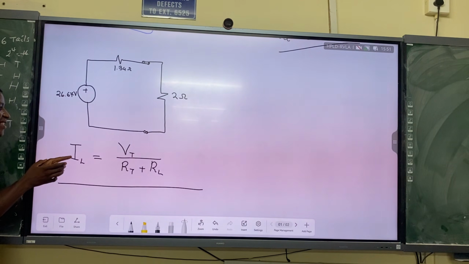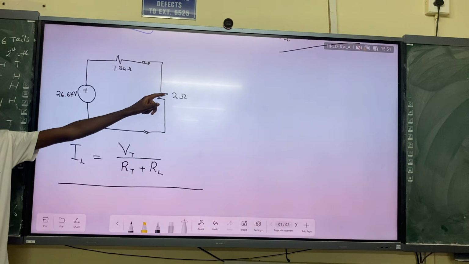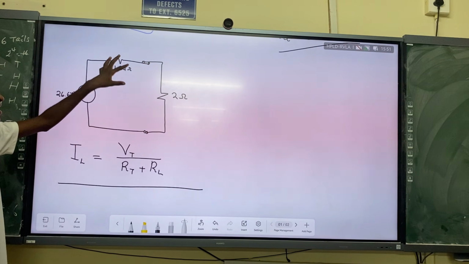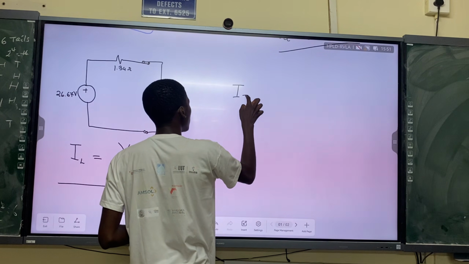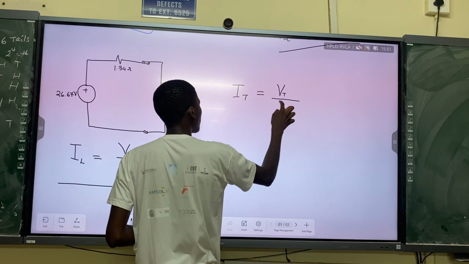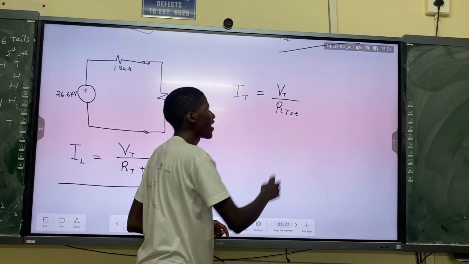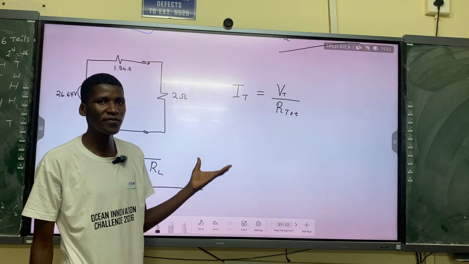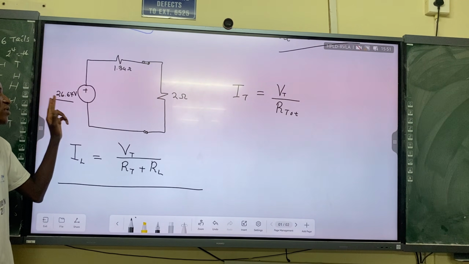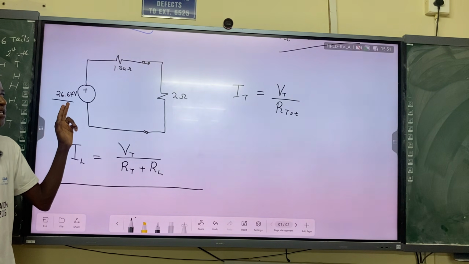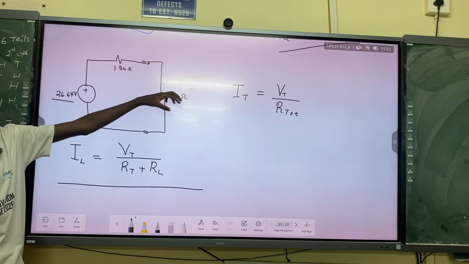How do you calculate that total current? Here I just called it the load current because you only get the 2 ohms. Remember guys, the total current will be equal to total voltage over total resistance. That's Ohm's law. So the total voltage is the Thevenin's voltage, which is 26.67. And then R total is the sum of this 1.34 and the 2 ohms.